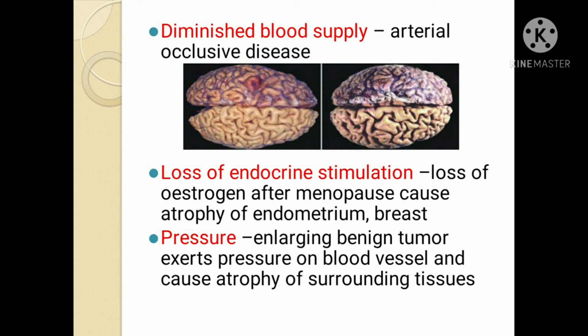Diminished blood supply due to arterial occlusive disease is also a cause of pathologic atrophy. The brain on the left side is normal and the brain on the right side suffers from atherosclerotic disease, so that due to diminished blood supply, the gyri narrow and the sulci widen. Another cause is loss of endocrine stimulation. Loss of estrogen after menopause causes atrophy of the endometrium and the breast. Pressure causes tissue compression; that is, an enlarging benign tumor exerts pressure on the blood vessels and causes atrophy of the surrounding tissues.